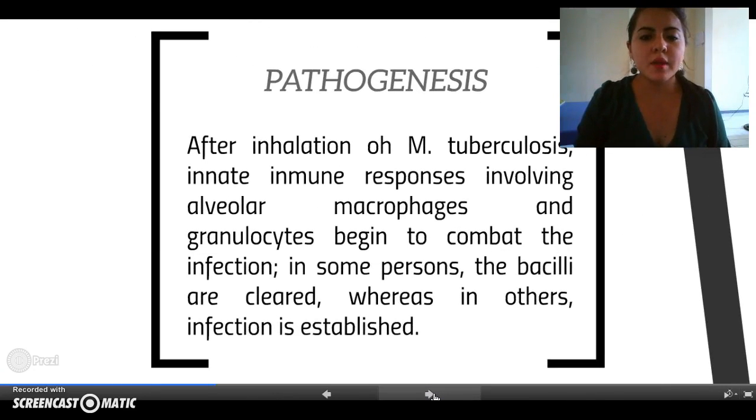Pathogenesis. After inhalation of tuberculosis, the innate immune response, involving alveolar macrophages and granulocytes, begins to combat the infection. In some persons, the bacilli are cleared, whereas in others, infection is established.